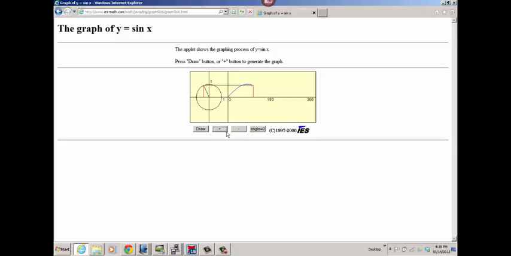Now as I pull closer to 180, my height value decreases, so I should drop. As I pass 180, my height value is negative, so I'm going to be below the axis, increasing until I hit 270 or 3 pi over 2. And then I'm going to increase as I go back up to 2 pi. And of course this will continue.